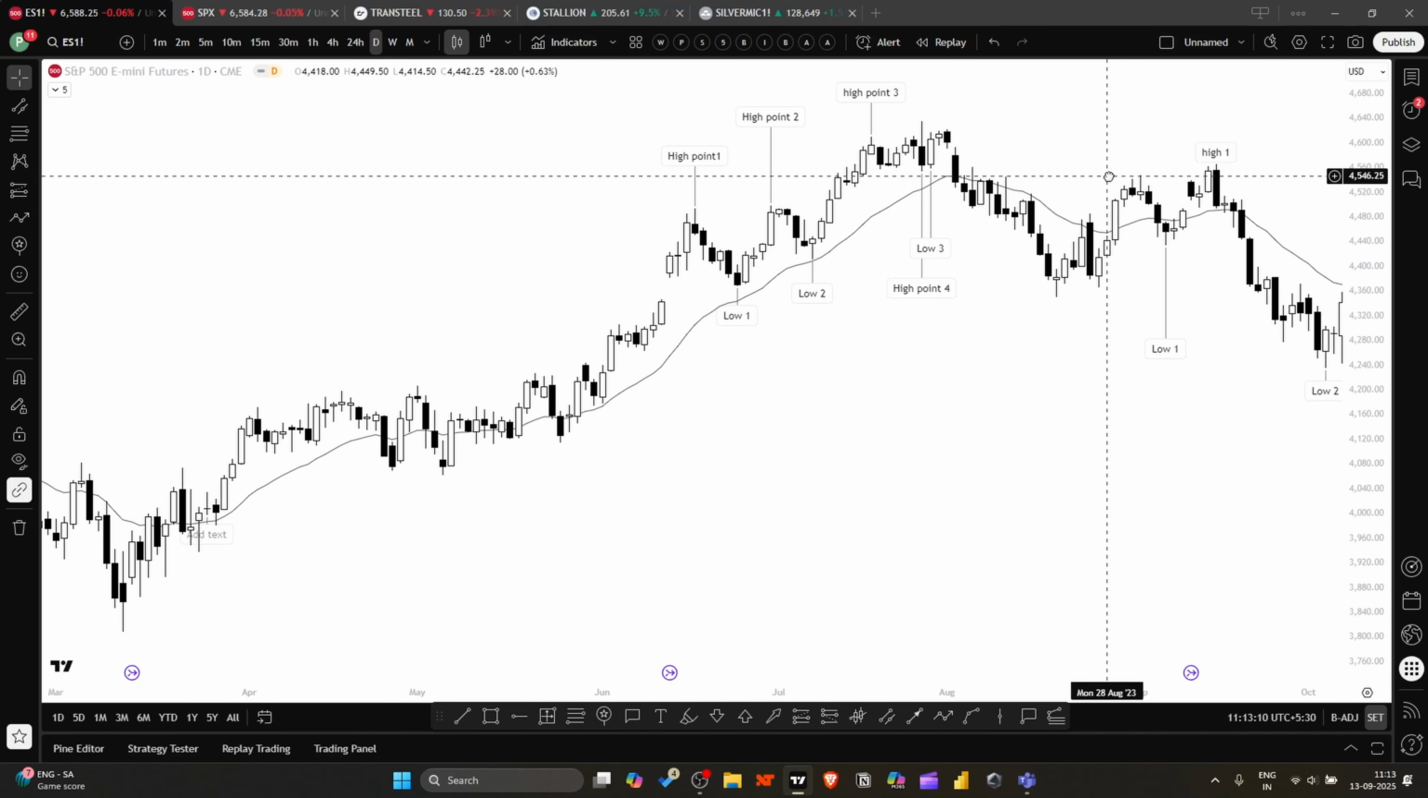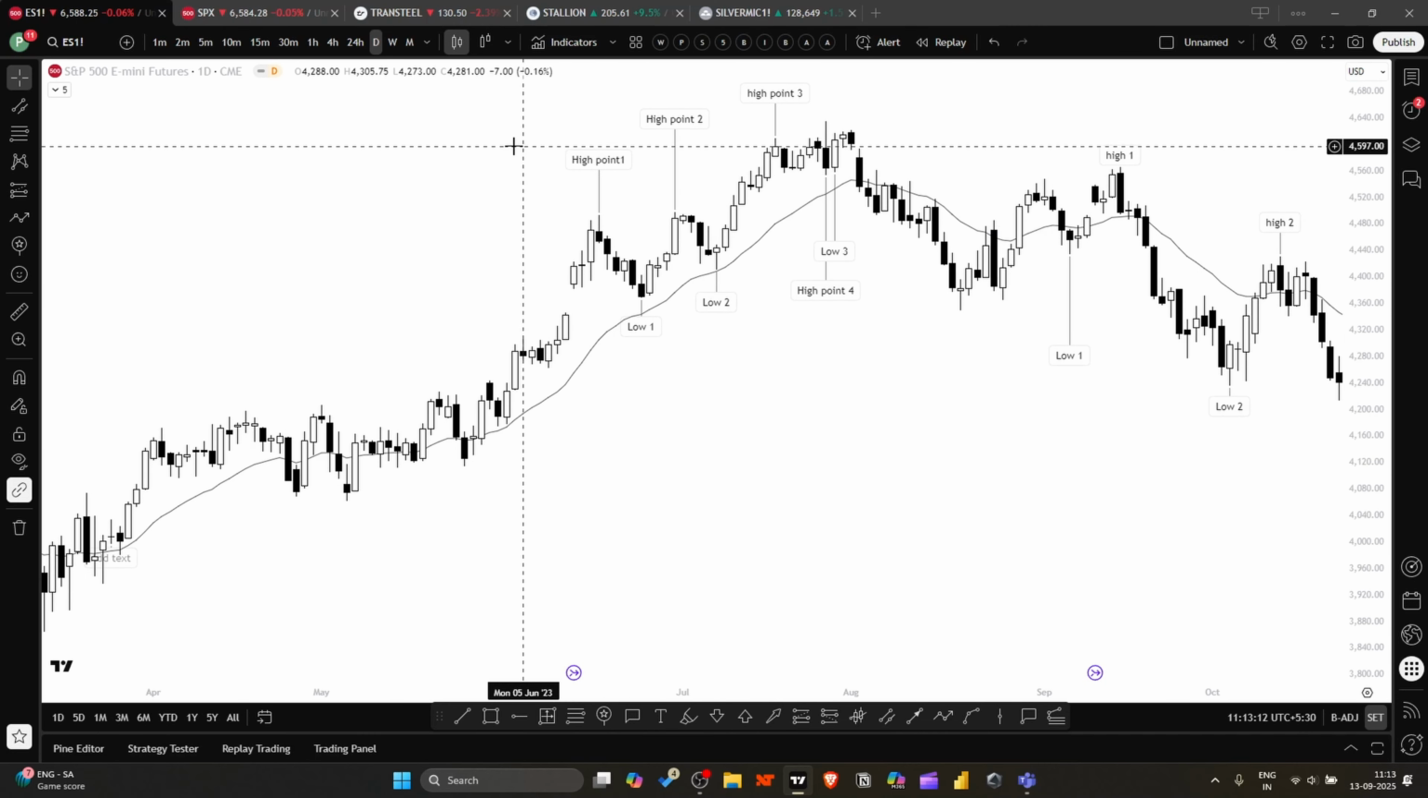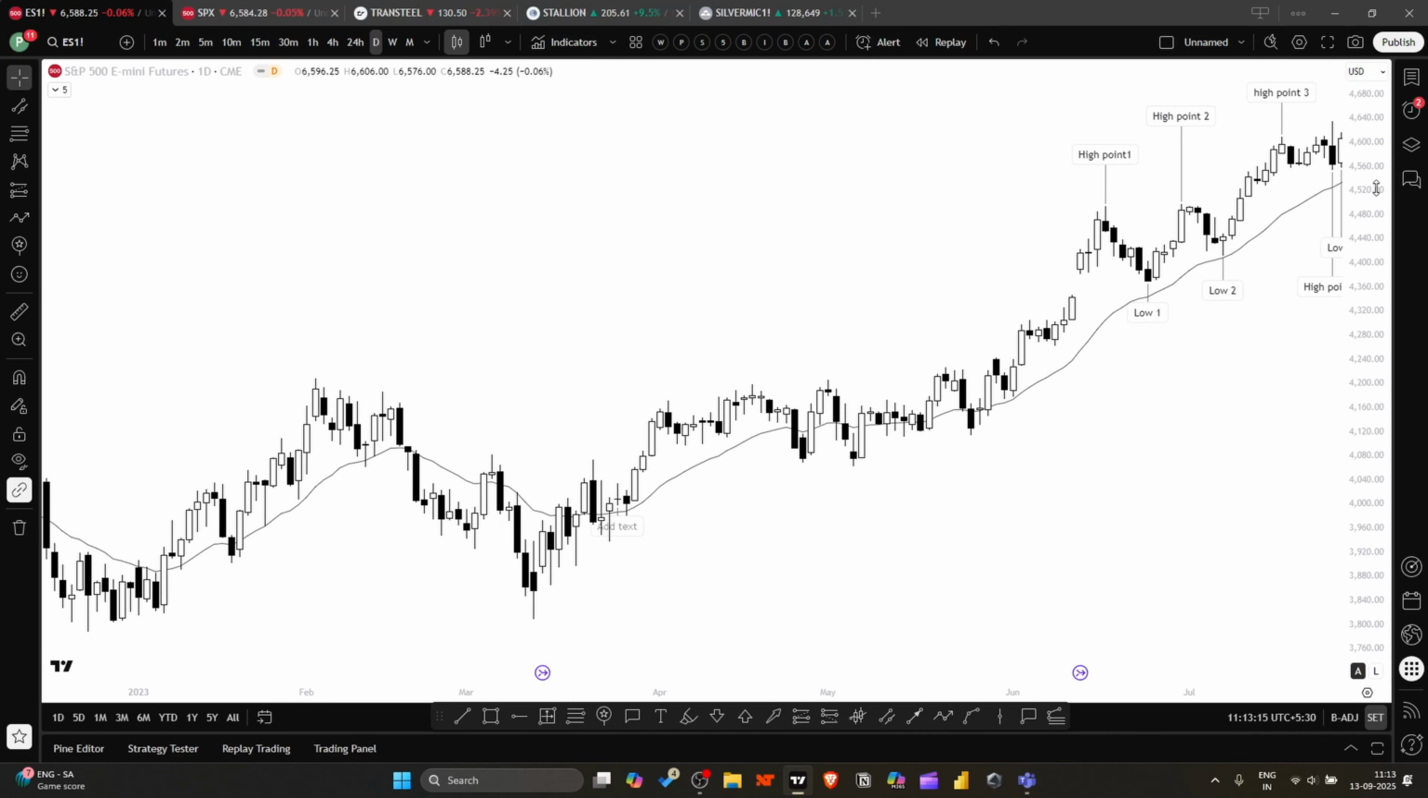Now, why is this important? Let's say we are still here, price is making higher high and higher low. So we are calling it a bull trend. Once it does something to violate the structure of higher high and higher low, we can say, okay, the structure is not valid anymore. There might be a change further.